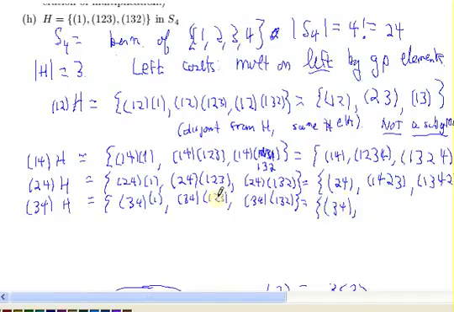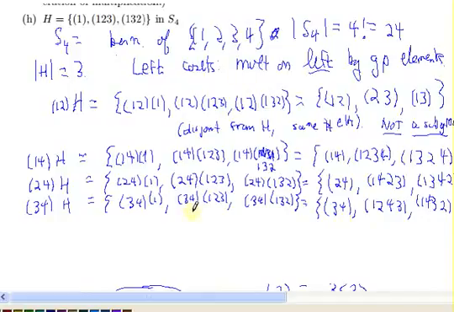Here I have (1 2 3). 1 goes to 2. Let's see what 2 goes to. 2 goes to 4. And then 4 goes to 3. Okay, and then this last one, 1 goes to 4. 4 goes to 3. And 3 goes to 2. Okay, so I have 1, 2, 3, 4, 5 cosets.